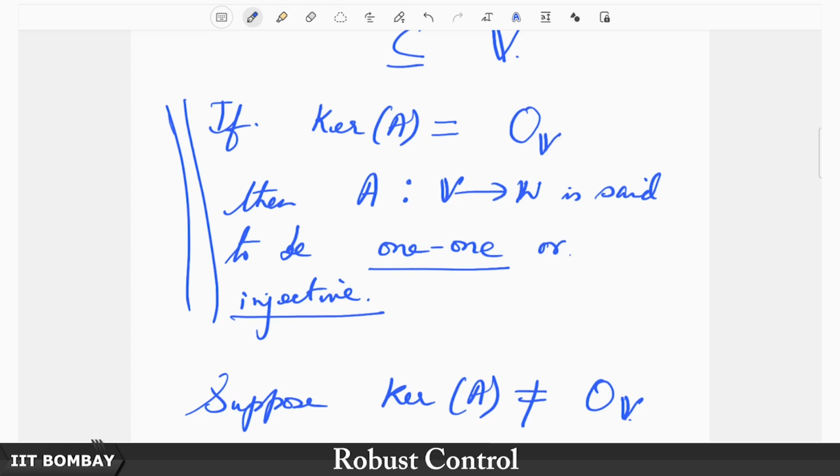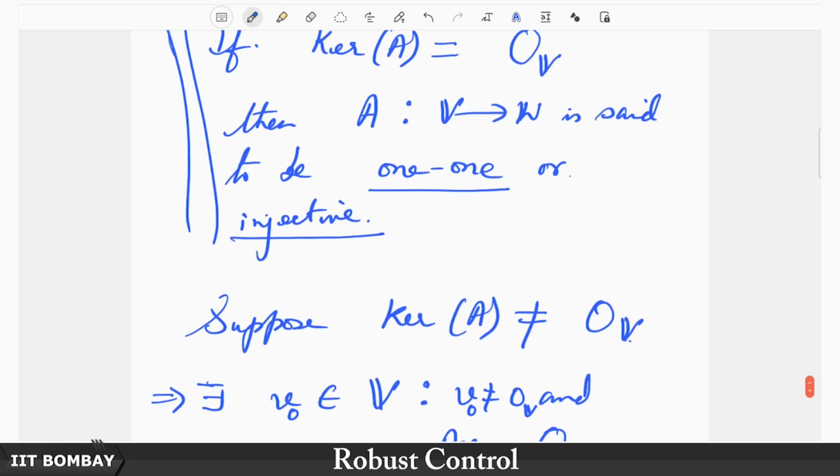Then you get V1 minus V2, which is a non-zero element because V1 and V2 are not equal. This V1 minus V2 is also an element in V itself because the vector space V is closed under addition. V1 belongs to V, V2 belongs to V, and minus V2 is the additive inverse of V2, so minus V2 also belongs to V, right. Follow these steps, write this down, practice this. I am not going to write this down here, okay.